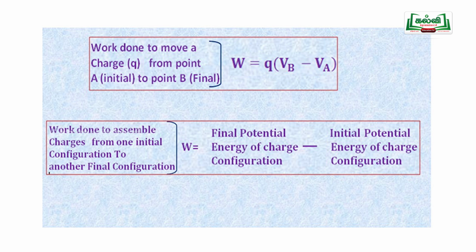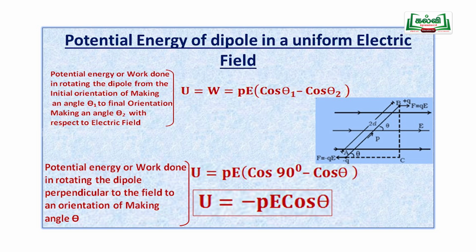These two are the most important formulas which we will be often using in calculating the result. Next, the next subtopic is potential energy of a dipole in a uniform electric field. Does a dipole have a potential energy in a uniform field? Yes, definitely. Its formula is U is equal to PE (cos theta 1 minus cos theta 2).